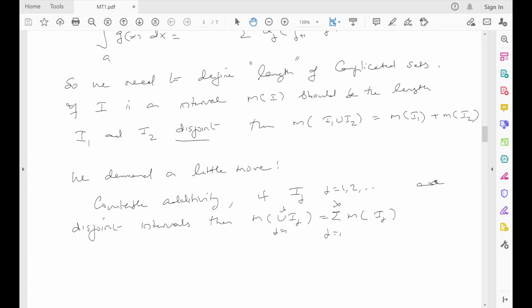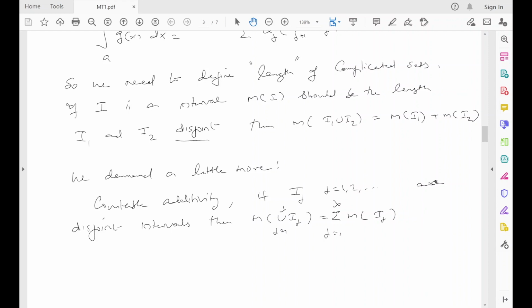You want that property to continue to hold, and it is natural to expect that if I have two disjoint intervals, then the length of the union should be the sum of the lengths of the individual intervals, right? So m of I1 union I2 should be equal to m(I1) plus m(I2), if I1 and I2 are disjoint. Now for analytical reasons we demand a little more. You will see why this countable additivity, as we call it, is necessary.